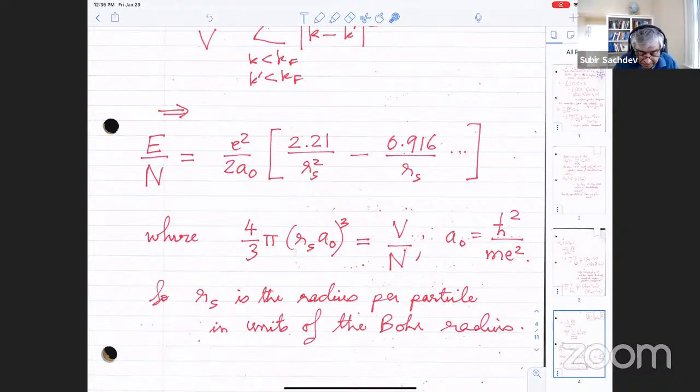So in colloquial terms, RS is the radius per particle. If you imagine each particle was blocking out a sphere, the amount of volume available per particle is V over N. You make a sphere of that volume, and then you divide the radius of that sphere by the Bohr radius. That gives you the value of RS. So the larger the value of RS, the lower the density. Okay, that's the main thing you've got to keep in mind.